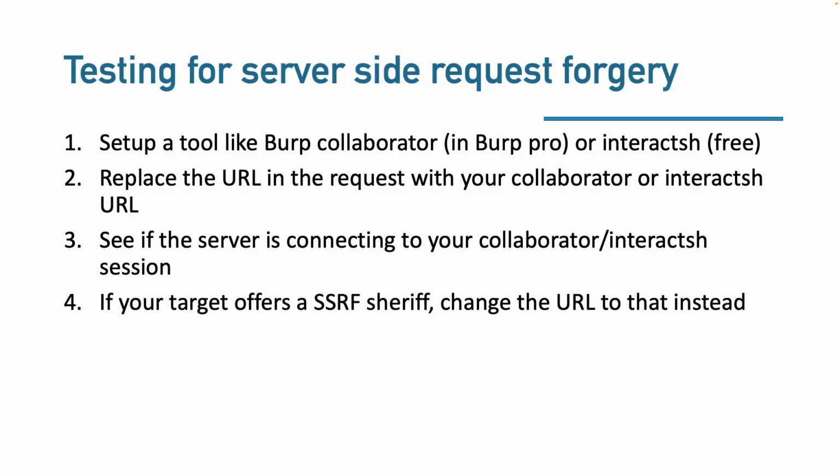Set up a tool like Burp Collaborator if you have Pro, or Interact SH, which is free. If you see a parameter that is a URL, you're going to replace that with your Collaborator or Interact SH URL. You're then going to wait and see whether or not the server connects to your instance. If you connect to it, that's not a vulnerability. It's only if the server does it on your behalf. And if your target has an SSRF sheriff, you want to change that URL to be the SSRF sheriff instead. Again, it shows you can access the internal network.